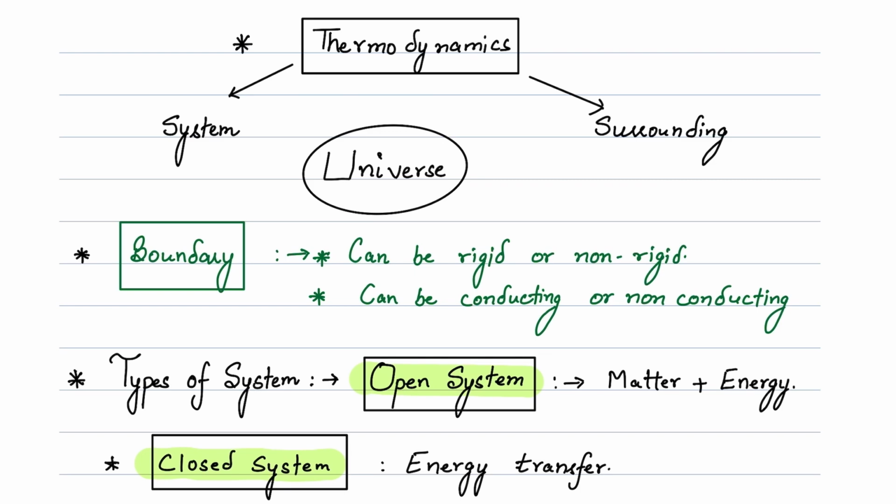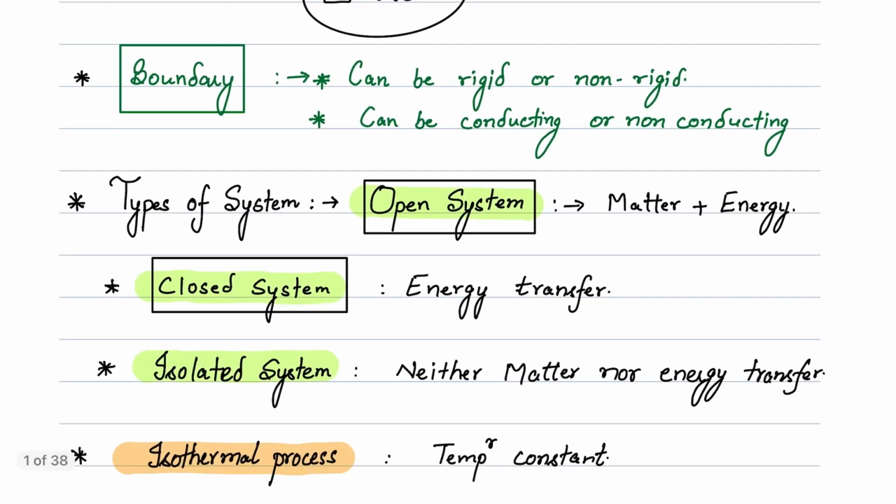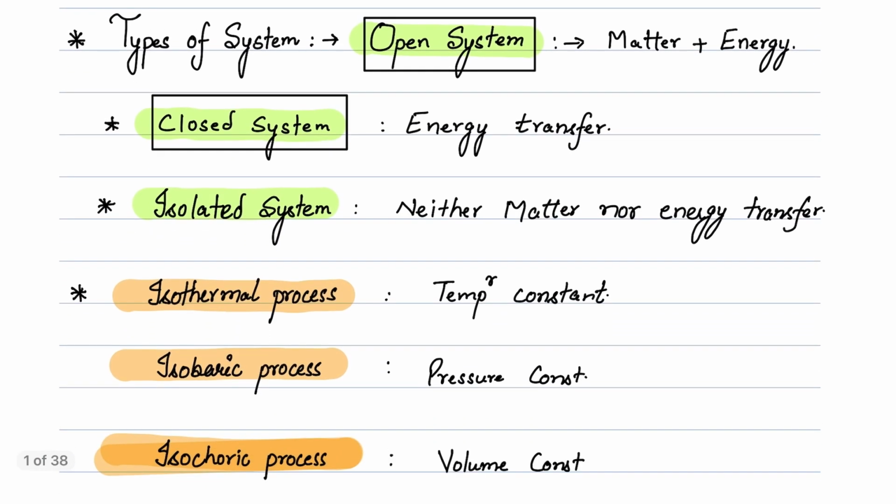Now let's understand the different types of systems. The first one, we have open system. In it, matter as well as energy can be exchanged between system and surrounding. Second one is the closed system, in which there is only energy transfer. The third one is isolated system, neither the matter nor the energy transfers in this case.